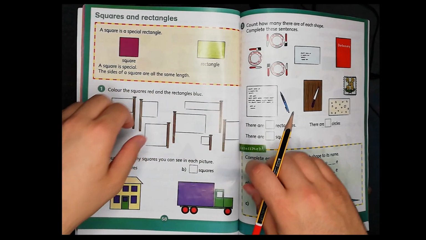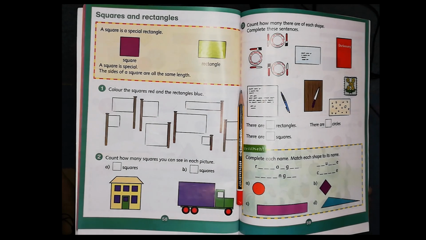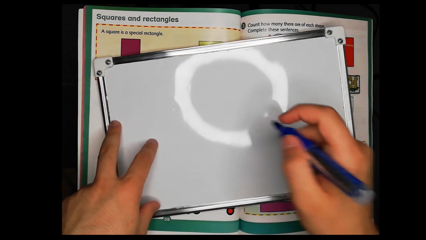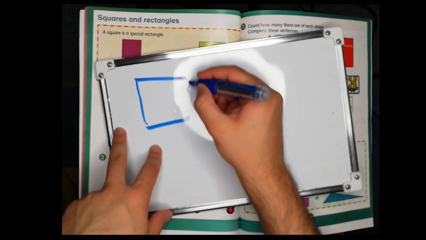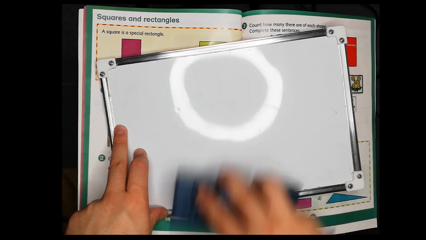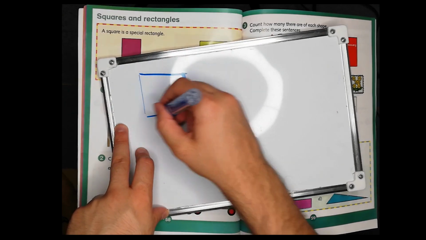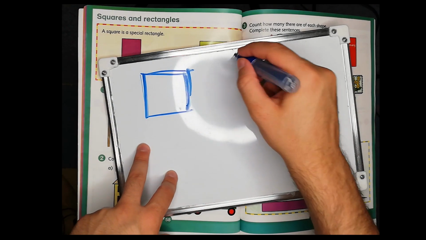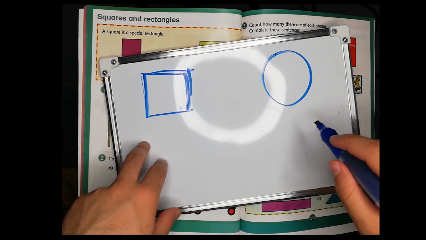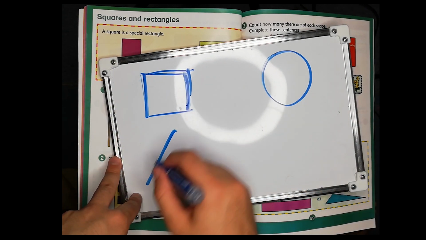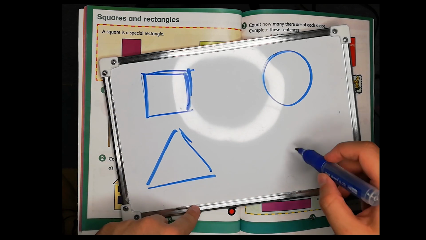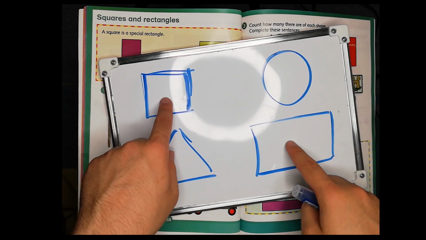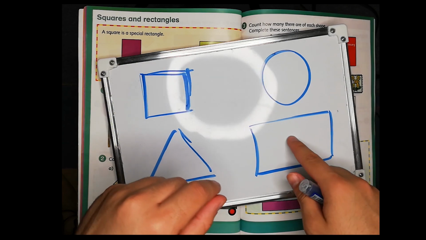Now here we have squares and rectangles. Okay, so a quick review of the lessons we did before. We have four main shapes. What's this? Oh wait, let me draw a bit better. Okay, so what's this? Can you guess? Yes, that's a square. Okay, what's this? Circle. What's this? Triangle. Okay, we had one more. What's this? It looks like a square, but it is longer here. So this is a rectangle.